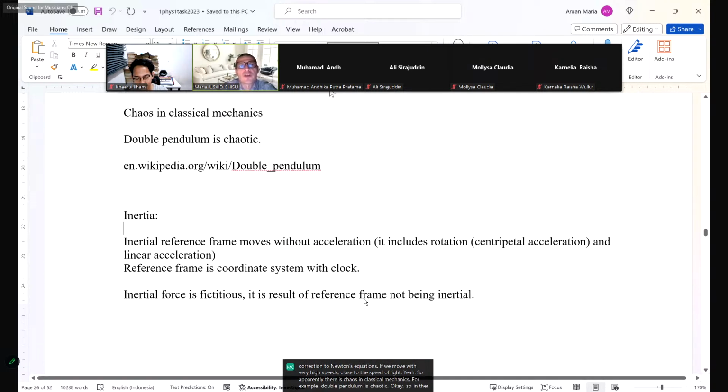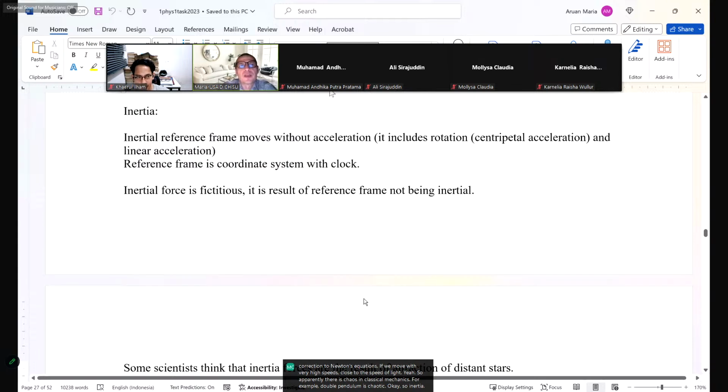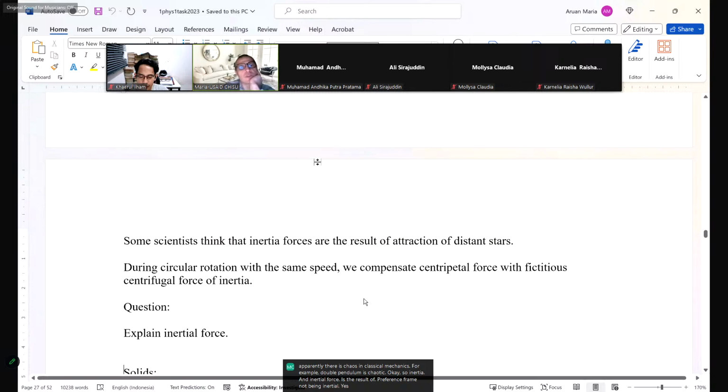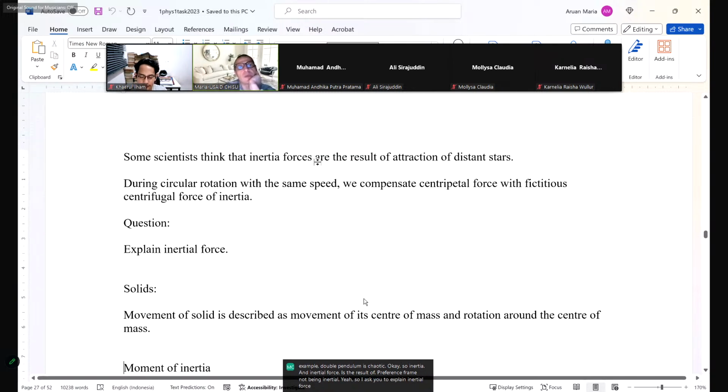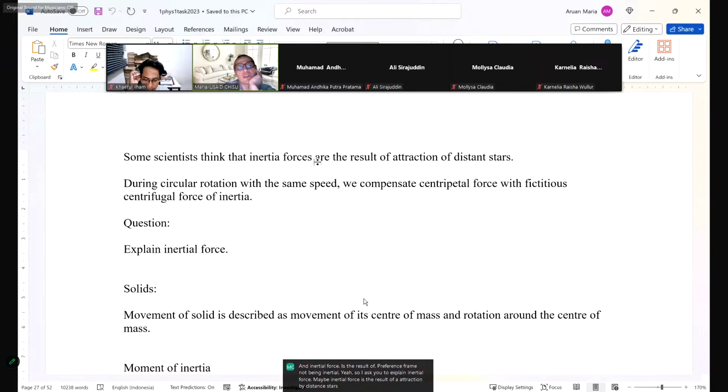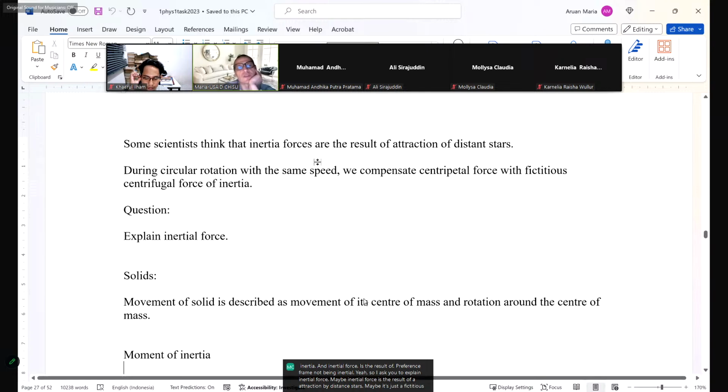Okay, so inertia and inertial force are the result of the reference frame not being inertial. So I ask you to explain inertial force. Maybe inertial force is the result of attraction by distant stars. Maybe it's just a fictitious force.